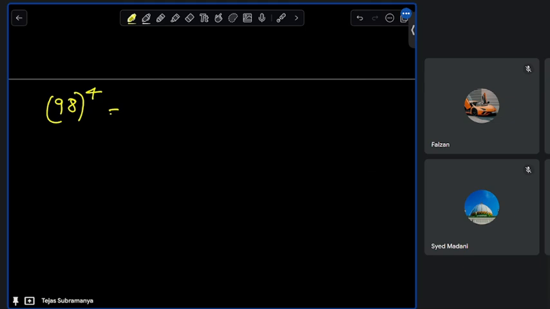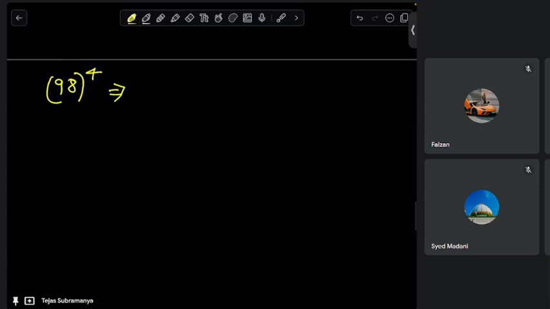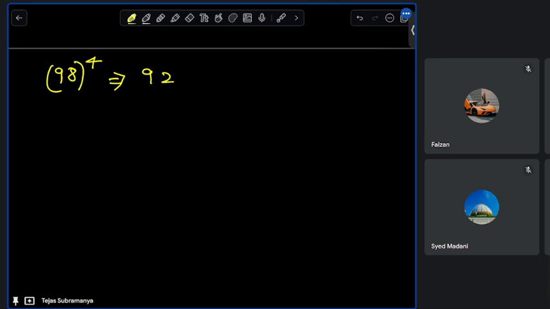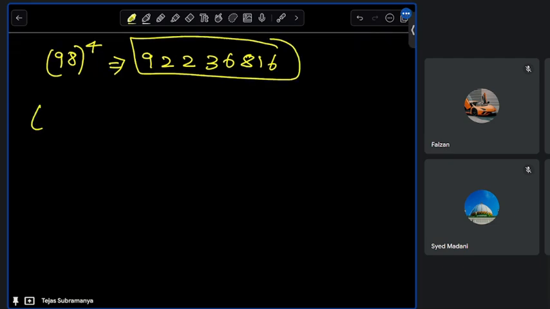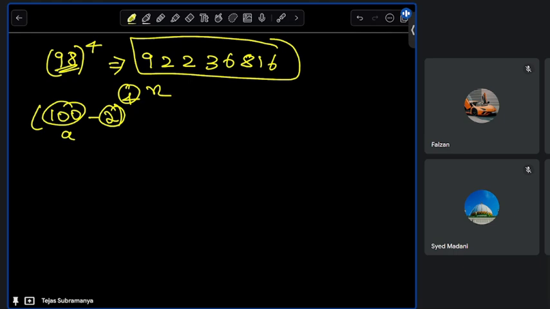Correct? You have a calci? Open calci. So 98 into 4 times I have to do, no? Tell me the answer. 9, 2, 2, 3, wait. 9 2 3 6 8 1 6. Correct? This is the answer, correct? What you'll do is, 98 in terms of 100 is what? 100 minus 2, the whole to the power 4. This is N, this is A, this is B, correct?